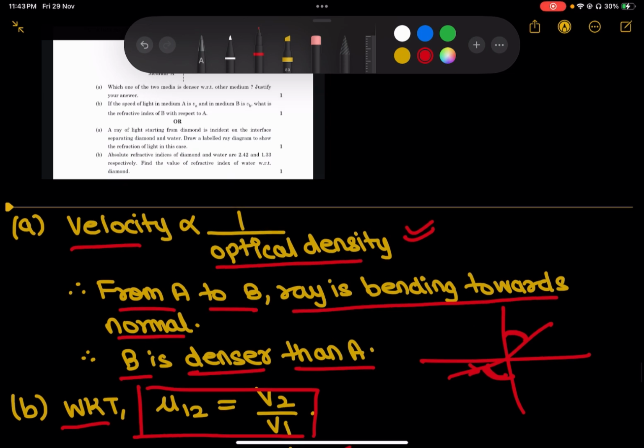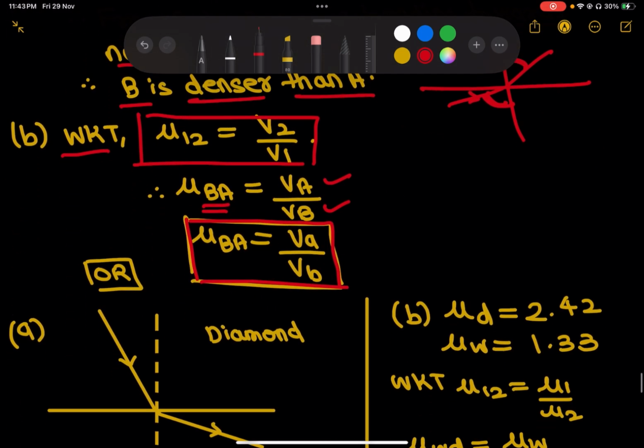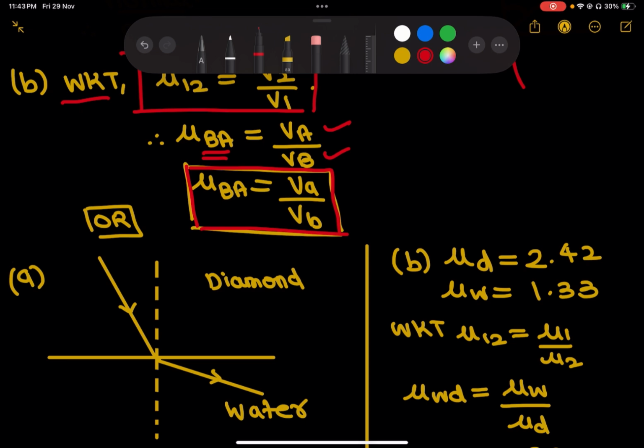Now the OR question. A ray of light starting from diamond is incident on the interface separating diamond and water. Draw a labeled ray diagram to show the refraction of light in this case. So you know that diamond is denser than water, so the ray will bend away from the normal, correct? The velocity of the ray will increase in water.